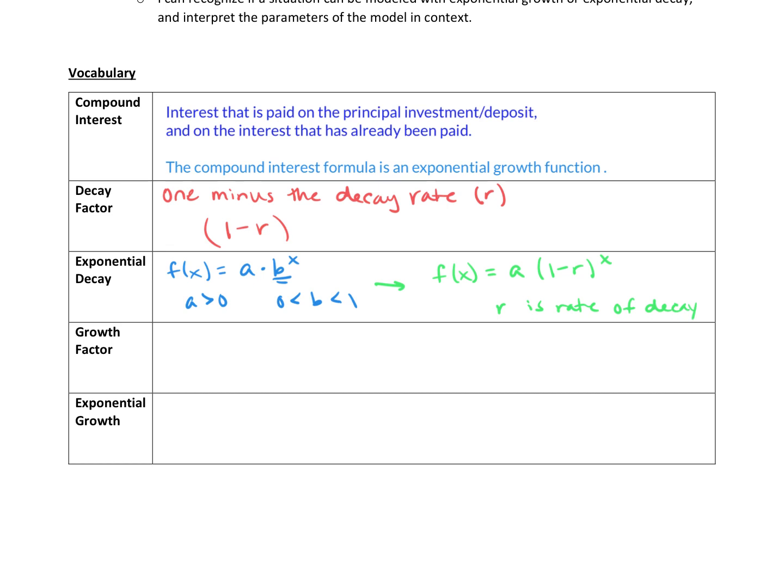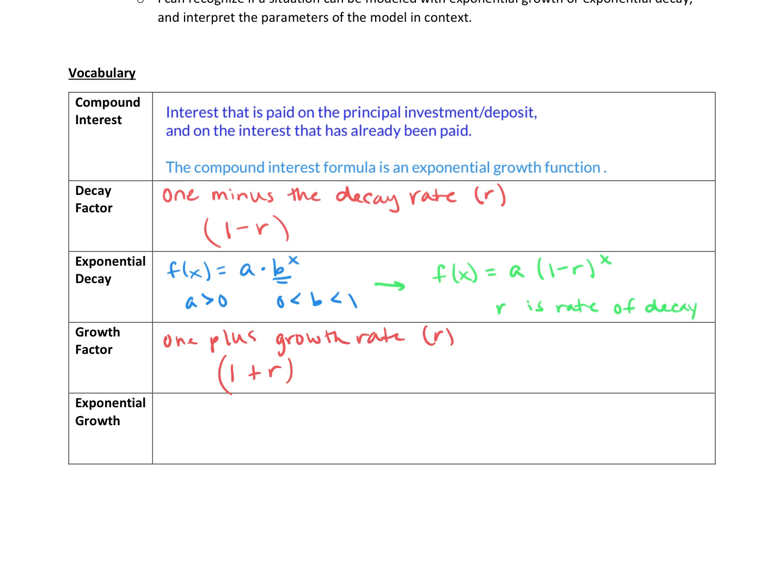All right, so decay factor was 1 minus the decay rate. Growth factor is going to be 1 plus the growth rate. And the growth rate is an R as well, so it's going to be 1 plus R. That is the growth factor.